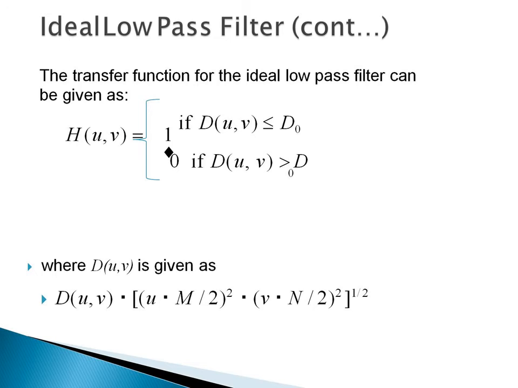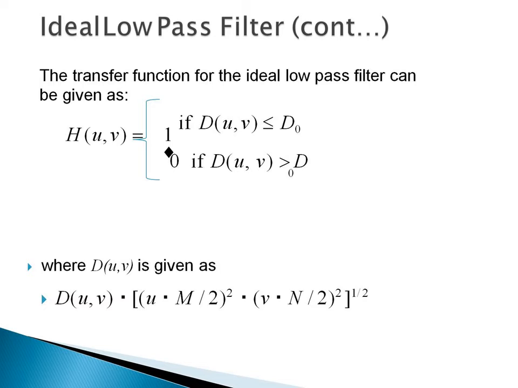So this is an ideal low pass filter. A 2D low pass filter which is going to pass without attenuation all the frequencies within a circle of radius D0 from the origin, and it is going to cut off all the frequencies outside the circle. So that type of filter is called an ideal low pass filter.